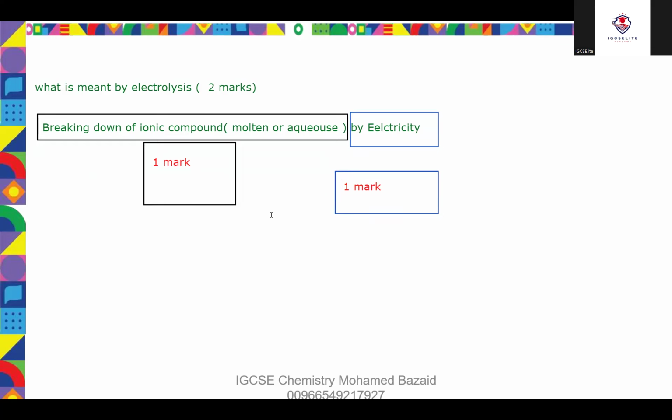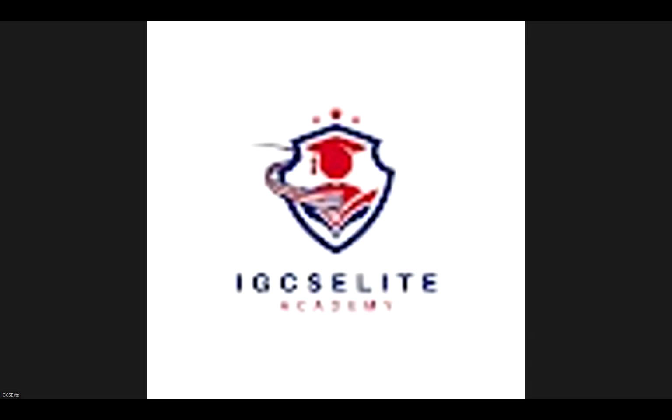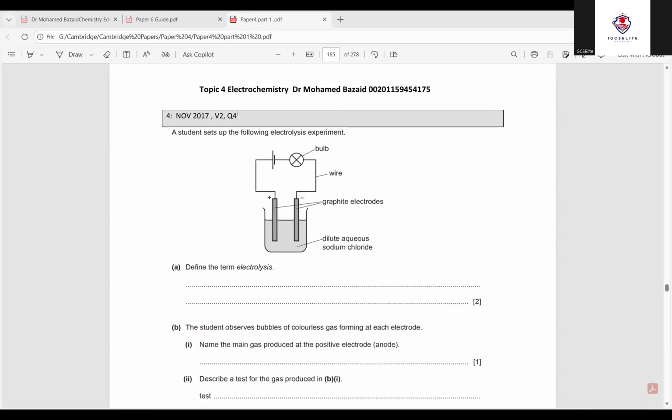The definition is a very important, highly important definition in IGCSE chemistry. Clear? Definition is clear? 2 marks. By the way, before in 2017 exam paper, there was a question about that. I prefer to share some questions from past exam questions. So these are IG exam questions.